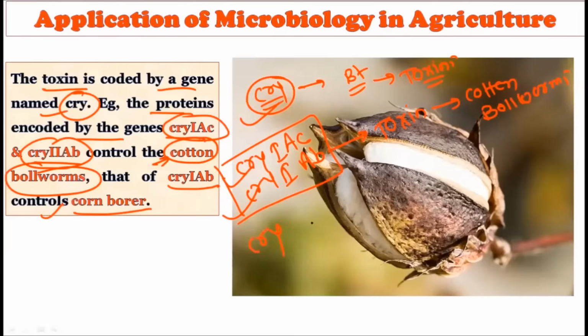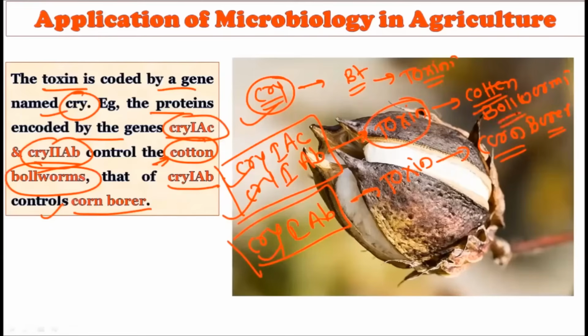Okay, the third gene which is called the cry 1AB, this gene is responsible for the production of toxin which will control the corn borer insect. ठीक है, ये कॉर्न बोरर इंसेक्ट को किल करने के लिए क्राई 1AB वाला जीन चाहिए. ठीक है, सो cry 1AC and cry 2AB is able to produce the toxin which controls the cotton bollworms, and cry 1AB is able to produce the toxin which will control the corn borer.